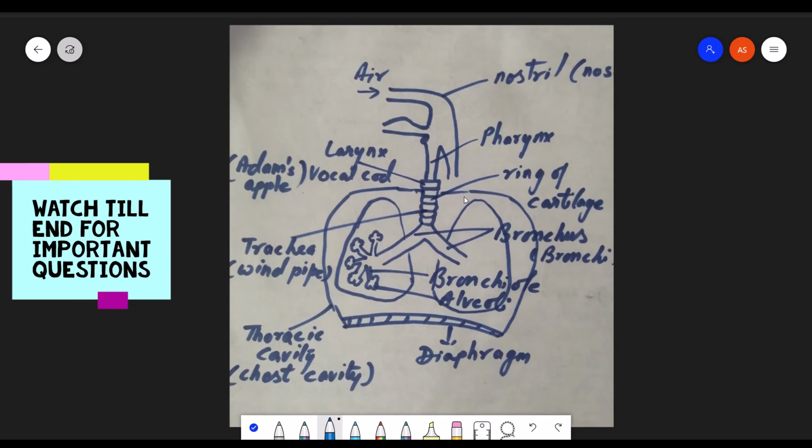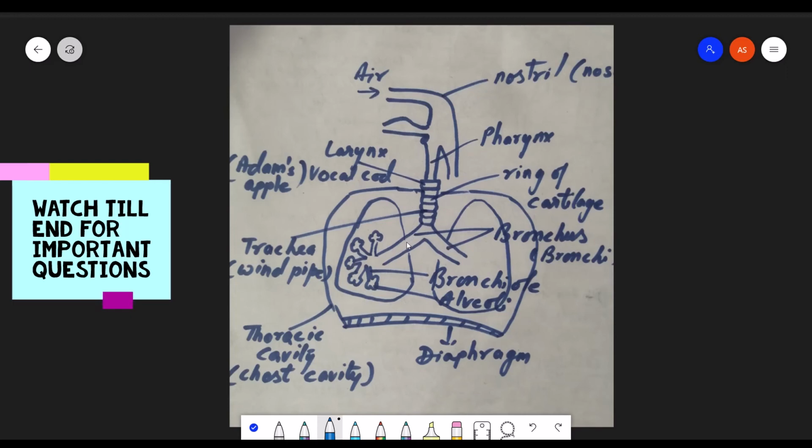Trachea is our windpipe. Trachea is covered by rings of cartilage. And what is the role of the rings of cartilage? They protect the trachea from collapse. Then the trachea divides into two parts. It is called the one bronchus, second bronchus, combinedly called the bronchi.